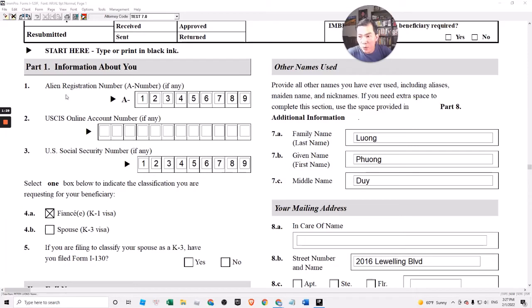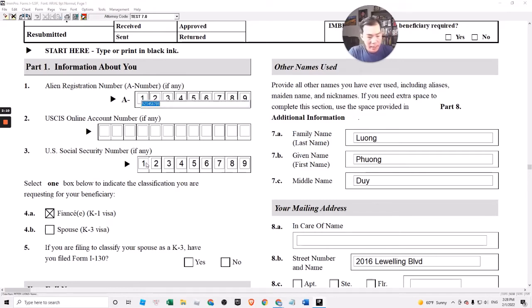So this information about you, alien number. If you are a naturalized citizen, you have this number. If you were born here, you don't have this number. You don't have to worry about that. USCIS online account number, most of the time you don't have it if you never opened an account with the USCIS. So you also don't have to worry about that. And you have to put your social security number here. I just use the dummy number 1, 2, 3, 4, 5, 6, 7, 8, 9, but that's not my number. And my alien number also the same thing, 1, 2, 3, 4, 5, 6, 7, 8, 9.